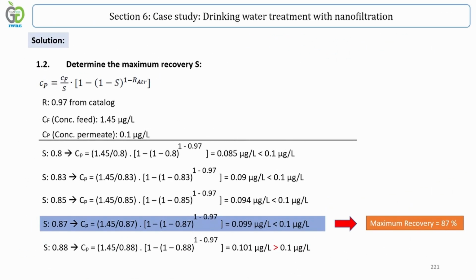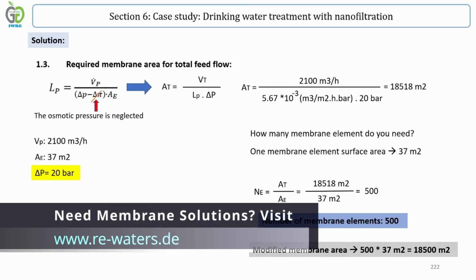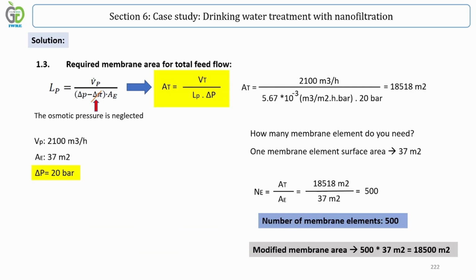To determine the maximum recovery, you can use this equation with the feed and permeate concentration and rejection rate from the catalog. With trial and error, the maximum recovery for this case has been calculated as 87%. Required membrane area for total feed flow can be calculated with the produced flow rate, membrane permeability, and pressure. As the transmembrane pressure is much higher than the osmotic pressure, the osmotic pressure is neglected.